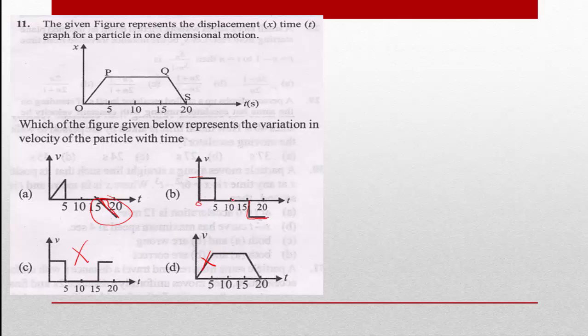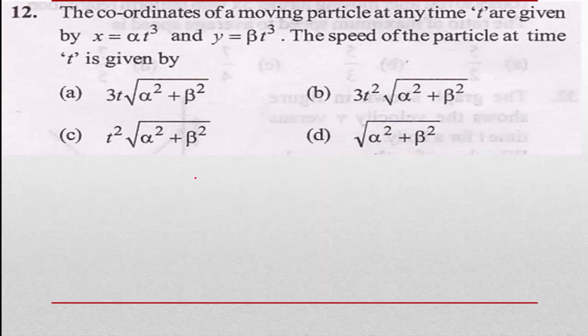Here this graph represents the variation in velocity of the particle with respect to time. That's why option B is the right answer.